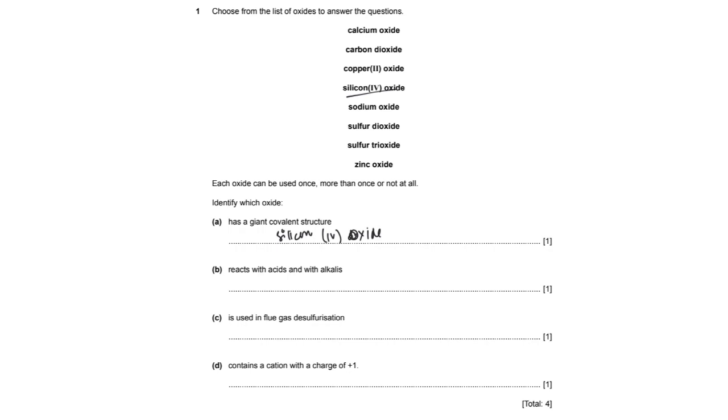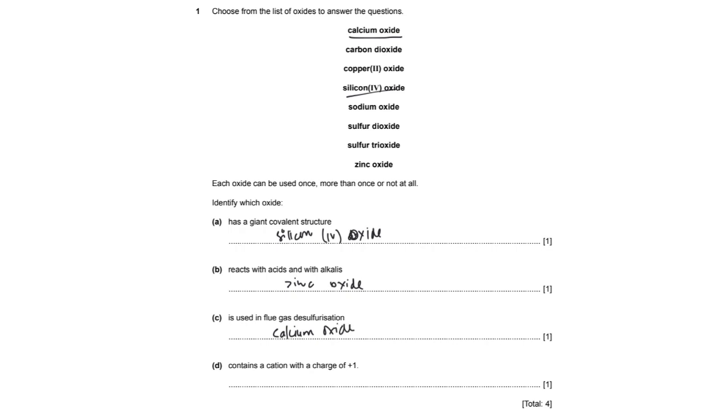Dash reacts with acids and alkalis. Now amphoteric oxides react with acids and alkalis. So which amphoteric oxide is in the list? It is zinc oxide. Dash is used in flue gas desulfurization. Calcium carbonate is used in flue gas desulfurization, but there's no calcium carbonate in the list. But from calcium carbonate, actually calcium oxide is released, which is used to remove sulfur from the flue gases. So you will write calcium oxide here.